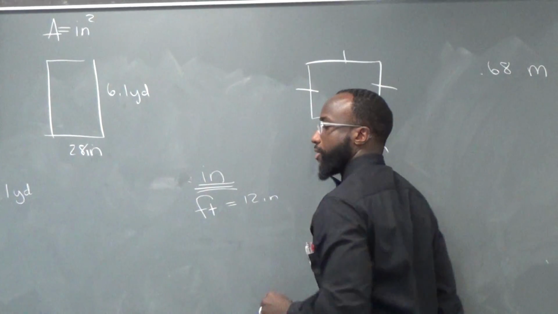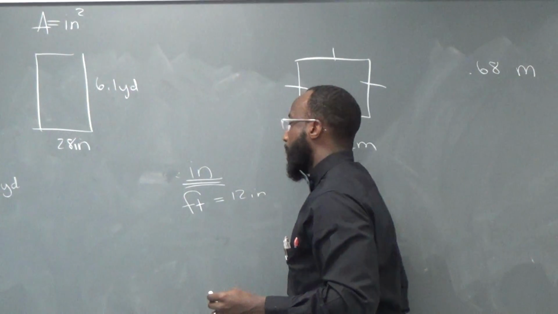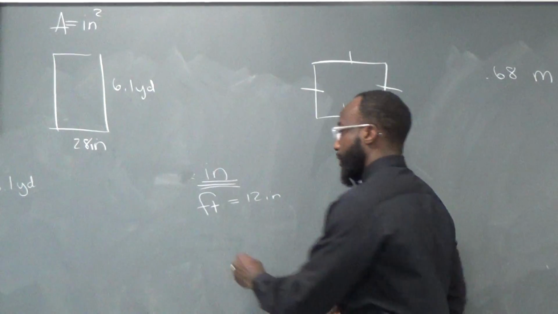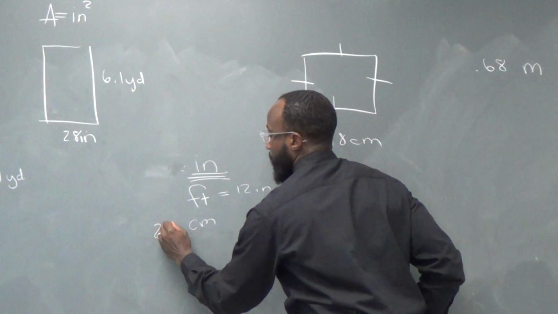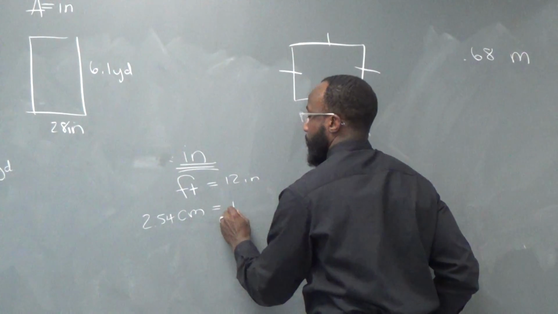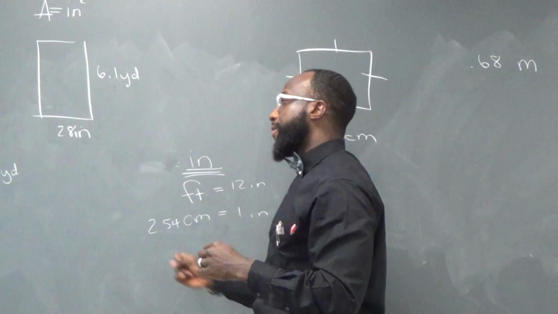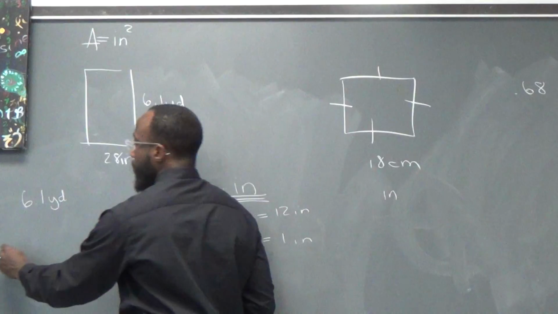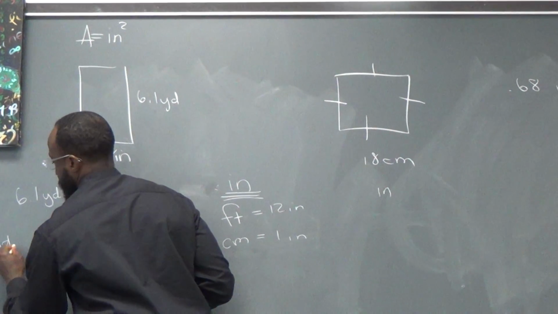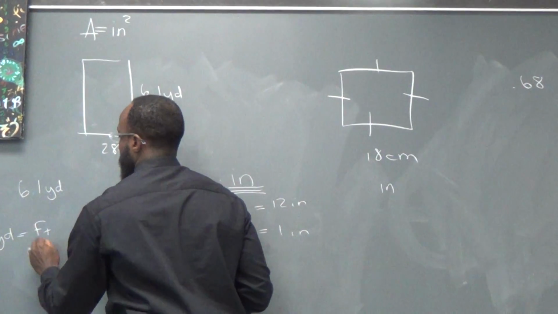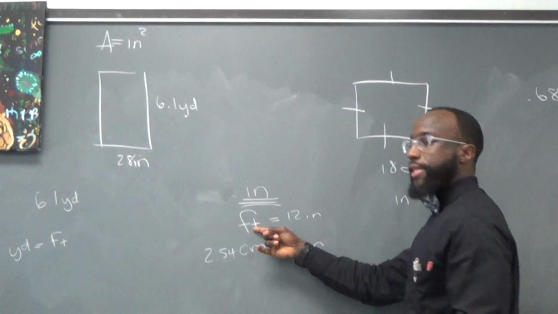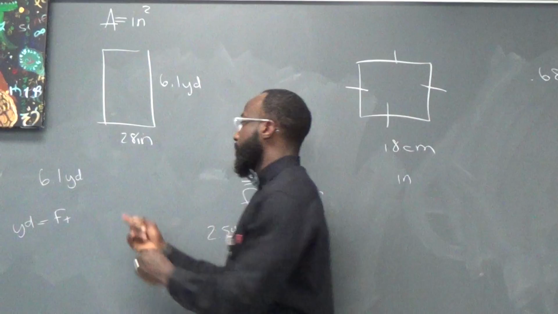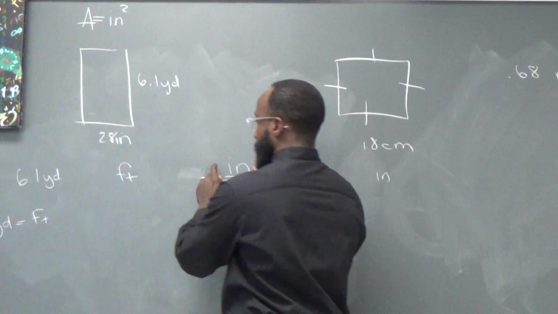What other conversion do you have? What else converts to inches? Inch and centimeters. There's 2.54 centimeters in 1 inch. Now, if you go over to yards, what conversions do we have for yards? Feet. For yards we can convert to feet. And then from feet, there is a conversion of feet to inches. So that's how we'll get to inches. We'll go from yards to feet to inches.